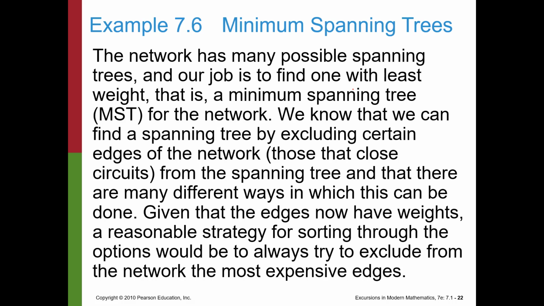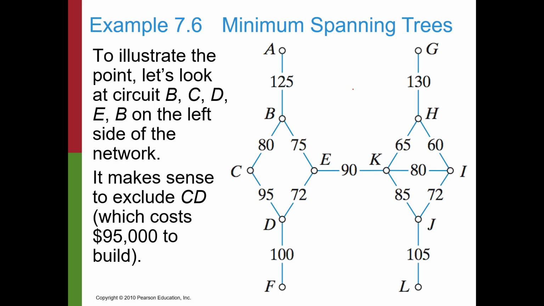The network has many possible spanning trees, and our job is to find the one with the least weight, that is the minimum spanning tree, MST, for the network. We know that we can find a spanning tree by excluding edges of the network, those that close circuits, and that there are many different ways in which this can be done. Given that the edges now have weights, a reasonable strategy for sorting through the options would be to always try to exclude from the network the most expensive edges.